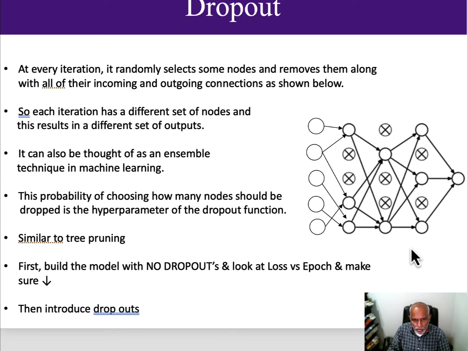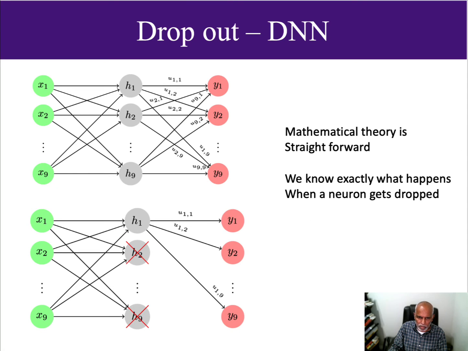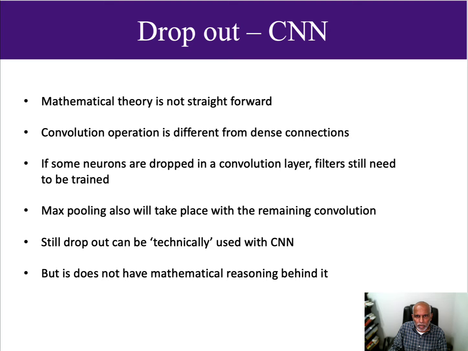This is similar to tree pruning. First build the model with no dropouts and look at loss versus epoch, and make sure that the bias-variance trade-off is helping us to find the best model. Initially, you do the model without dropouts, look at the loss versus epoch and make sure it's decreasing. Then you introduce dropouts to make sure that it balances out for increasing complexity. So that's basically what I want to talk to you about today.